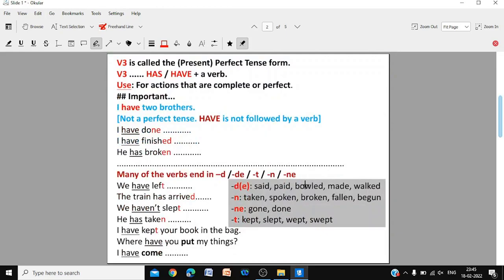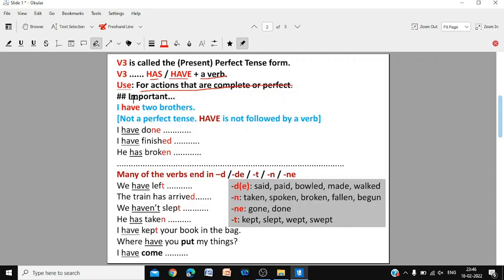V3 is called the present perfect tense. It's also called the past participle. V3 has or have plus a verb. He has come. They have gone. We have finished. I have taken your book. It's always has or have followed by a verb, and it is used for actions that are complete or perfect. The actions that are finished, that are complete, or that are perfect.